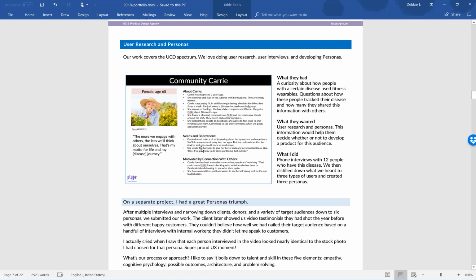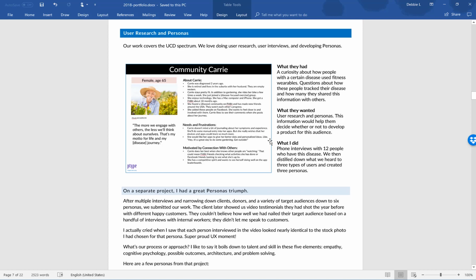And so this is one of the ones that we did. You give her a name and a picture, and that way it starts to feel like a real life person. And you socialize this across the organization. The marketing people should know these. The tech and engineering people should know these. Everybody should always have the user in mind when we're building.